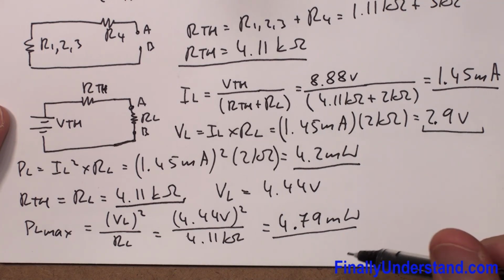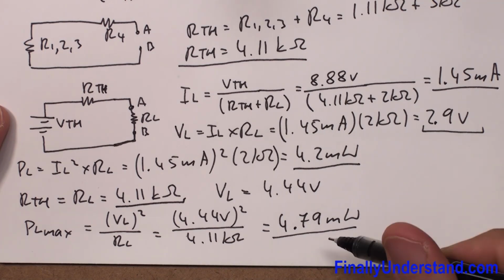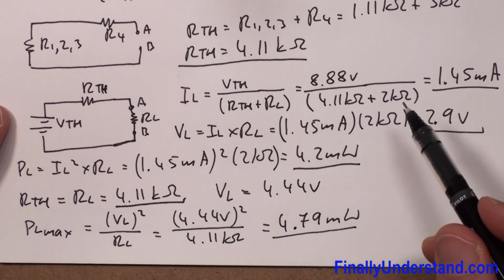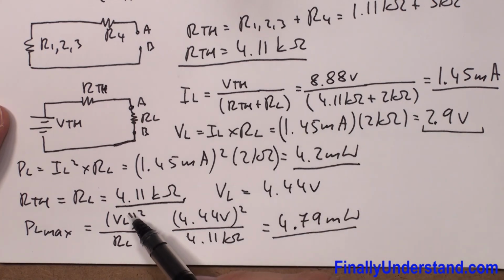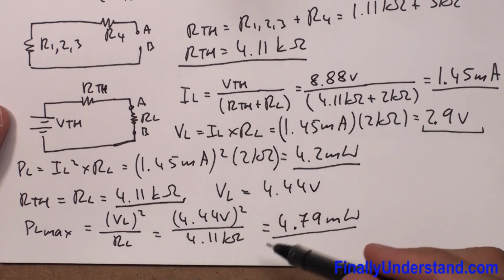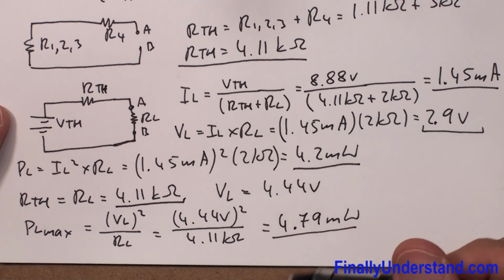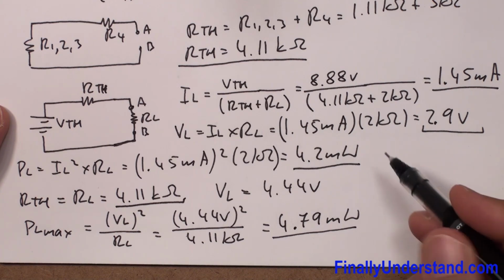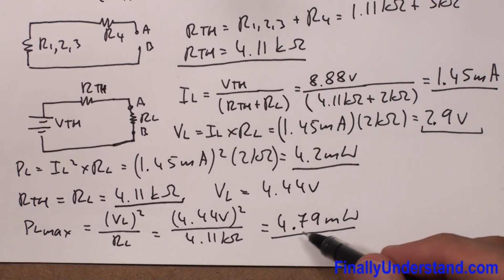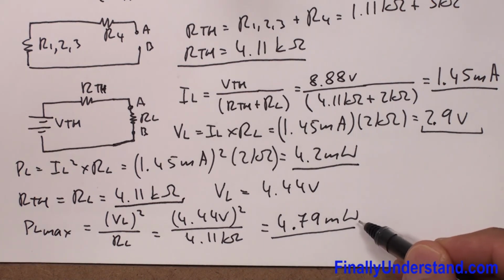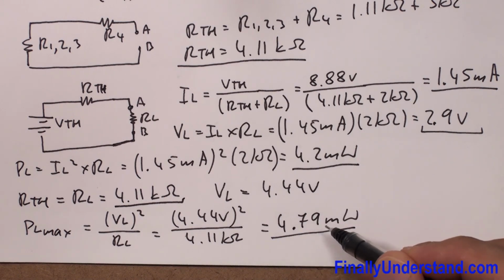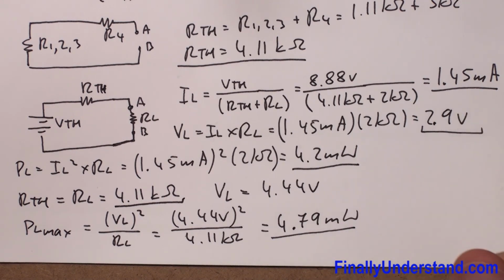If you want to check if it is true, you can choose a value greater than 4.11 kilo ohms and calculate the power again, and you will notice that the power which you obtain is going to be less than 4.79 milliwatts. This is the maximum power which you can get. Okay, so at this moment I can say that the problem is solved.